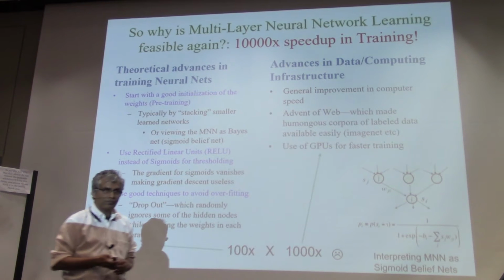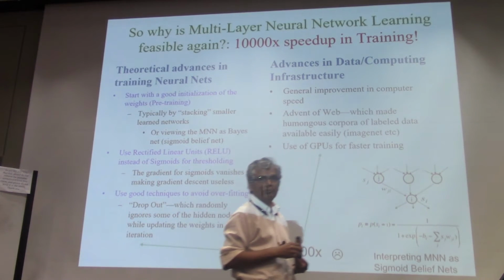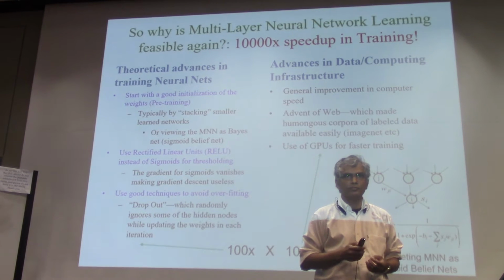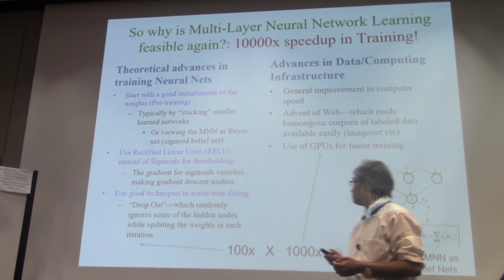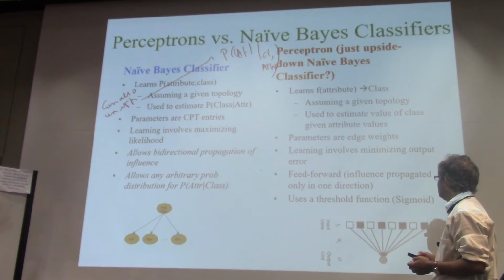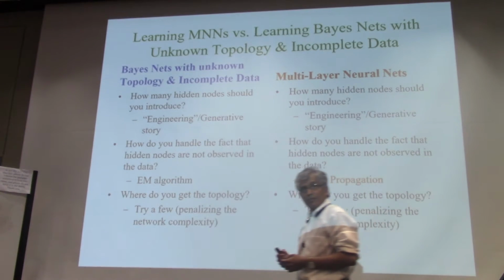Yes? I have a question. So on your previous slide, it said at the bottom that in both cases, Bayes networks and multilayer neural networks, we try a few topologies, right? Mm-hmm. So why don't people use genetic algorithms to generate topologies?